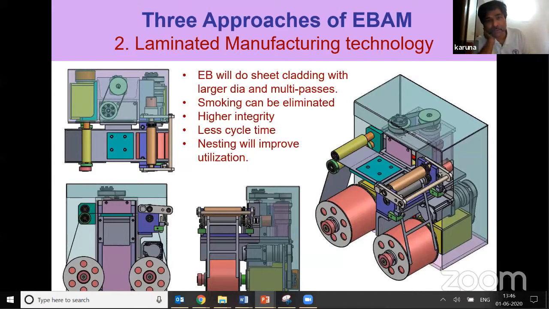Globally such a machine doesn't exist, because you'll be wasting a lot of material also. If I'm dealing with material like titanium, it's very expensive, so we should go for nesting and all other complications. So nobody has developed such a machine, but we are ambitious to develop it in future.